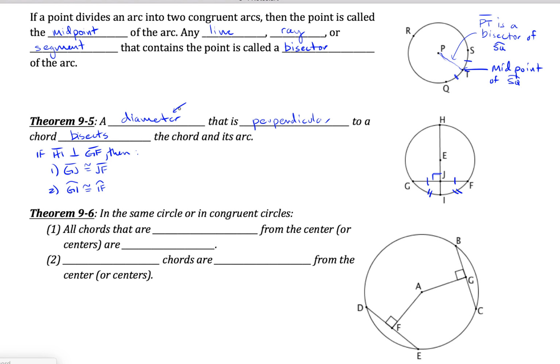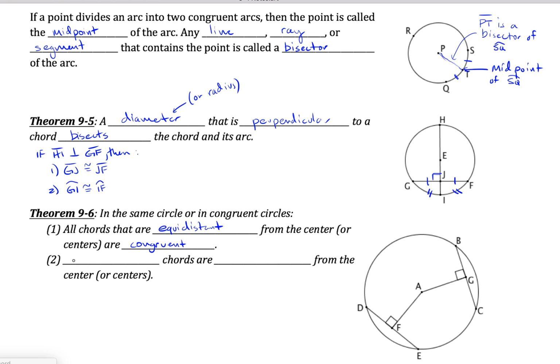So we could also apply this to a radius. If a radius is perpendicular to a chord, then that radius would bisect the chord and the arc. And the last theorem we're going to take a look at in this section is theorem 9-6, and it says, in the same circle or in congruent circles, all chords that are equidistant from the center, or the centers if we're talking about congruent circles, are going to be congruent.